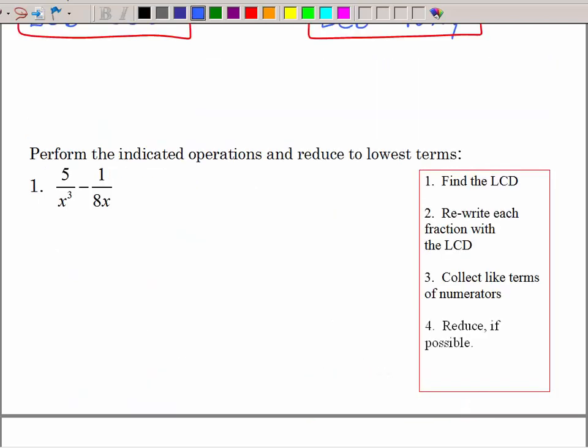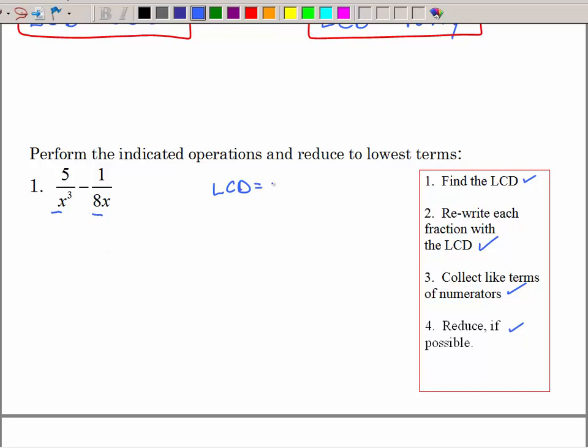So now we're going to start adding and subtracting these rational expressions that have different denominators. So the process is find the LCD, rewrite each fraction with that LCD, then we collect like terms of the numerators, reduce if possible. So here are our two fractions. What would be that LCD?